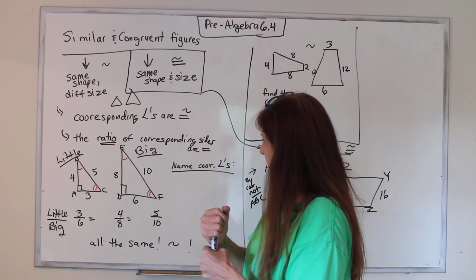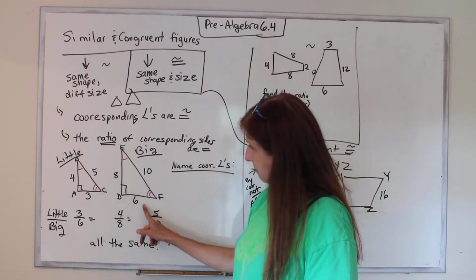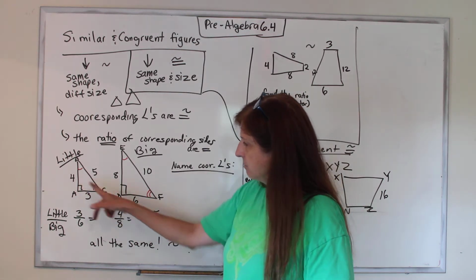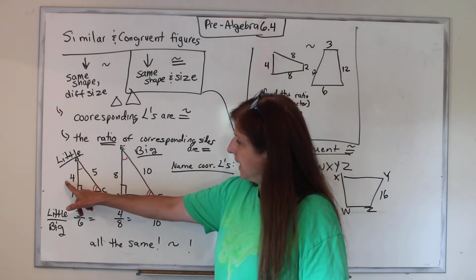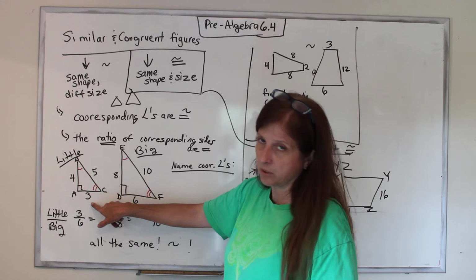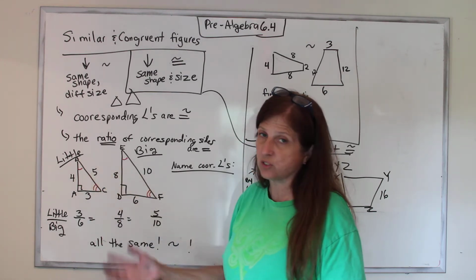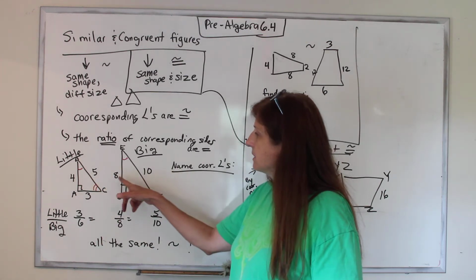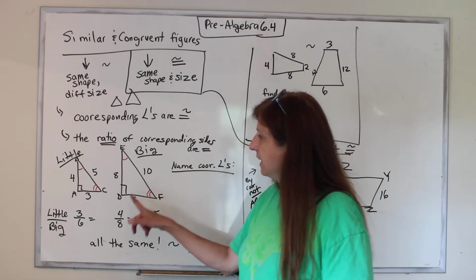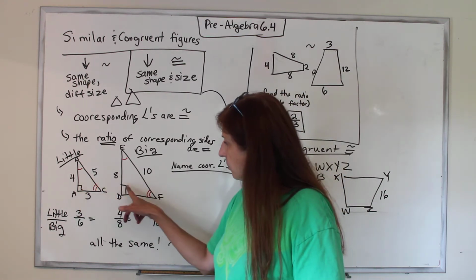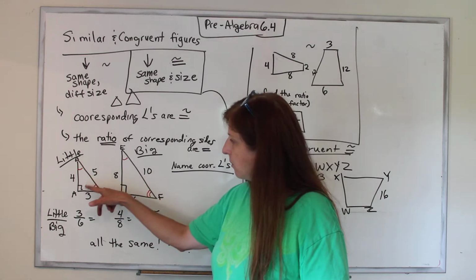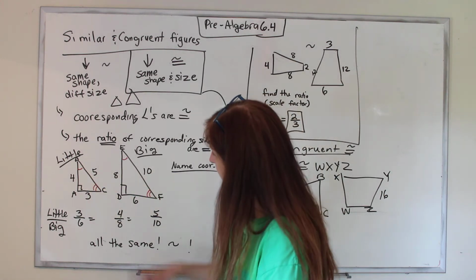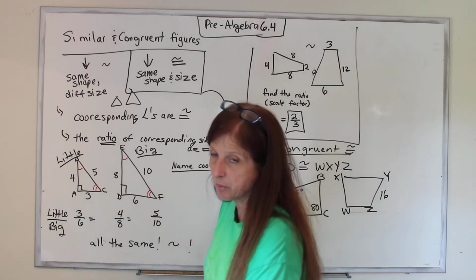For example, here I have a little triangle and a big triangle. They're both right triangles, meaning this angle is 90 degrees. The little one has sides that measure 4, 3 and 5 in length. The big one's lengths are 8, 6, and 10. The ones that kind of look like a 7, but it's a little square symbol, mean they're 90 degrees. Those are the same, they're both 90 degrees.